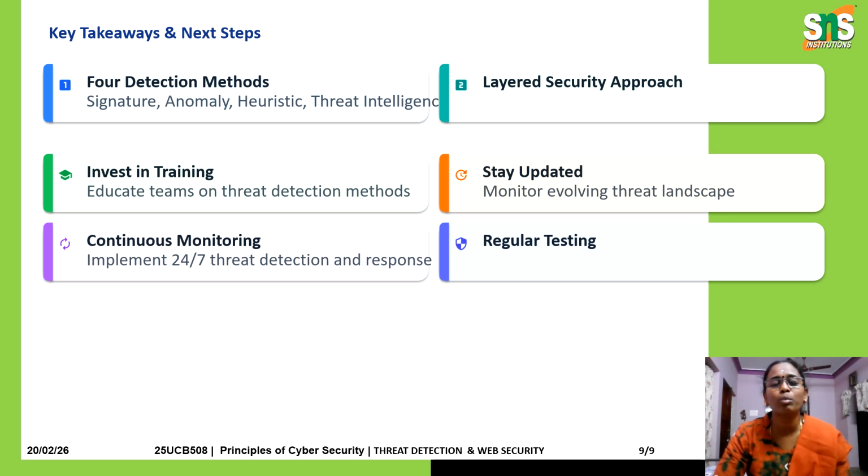The key terms we are going to take from this are multiple detection methods, invest in training, continuous monitoring, layered security approach, and staying updated, with regular testing to prevent attacks in cyber security. These are the basic scenarios for why we need cyber security threat awareness, how to prevent threats, and what methods of threat detection are available.